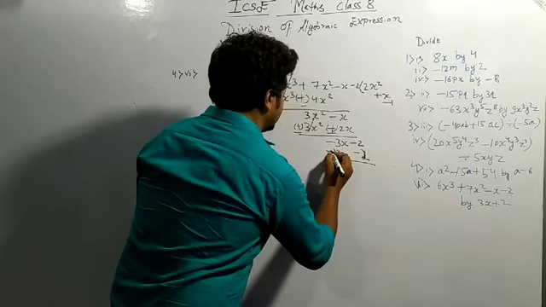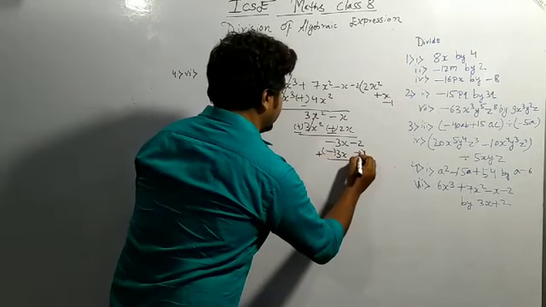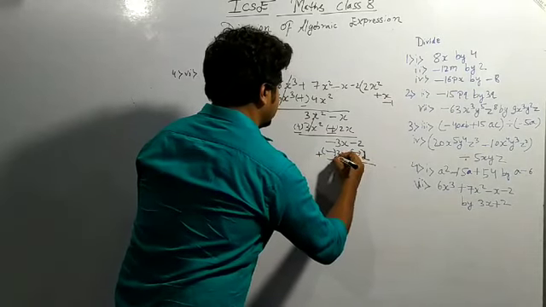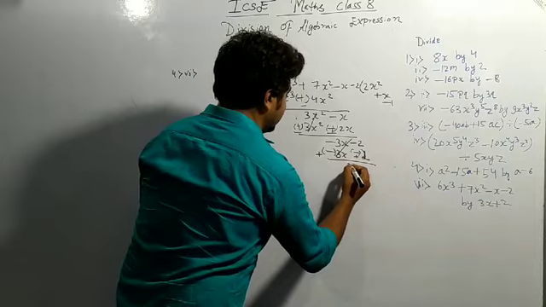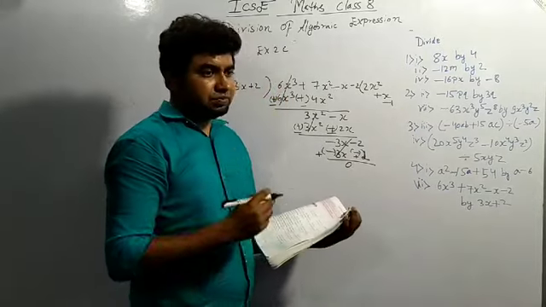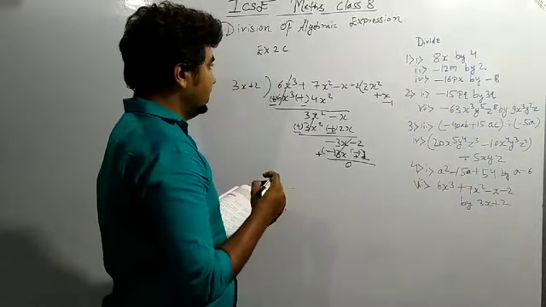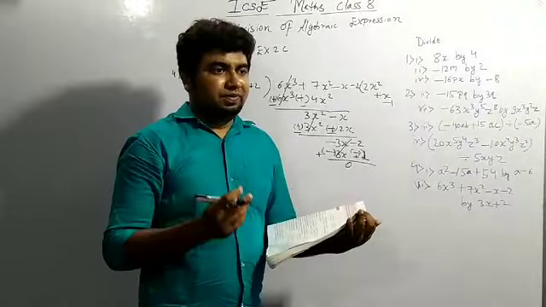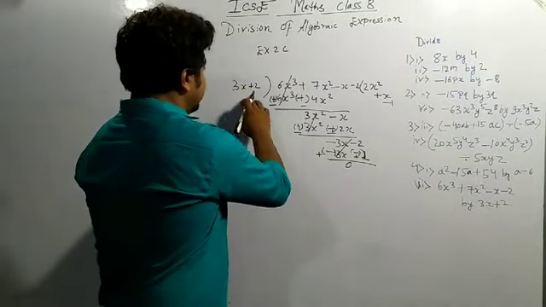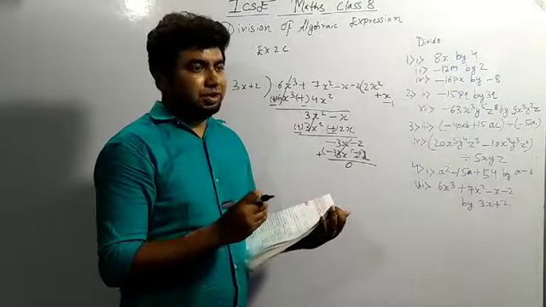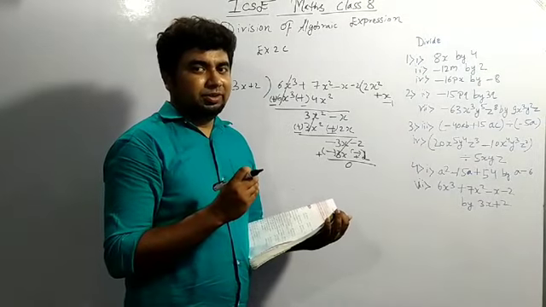So both the terms are getting cancelled. This will become plus, this also becomes plus. So this is getting cancelled and it is becoming 0. So the remainder is coming out to be 0. Now we have to check again that dividend is equal to divisor into quotient plus remainder.